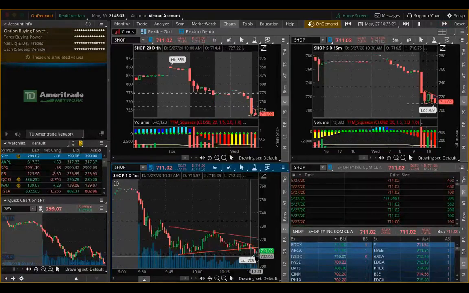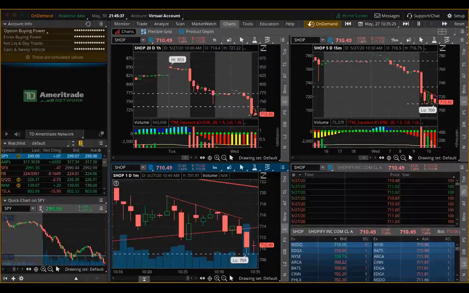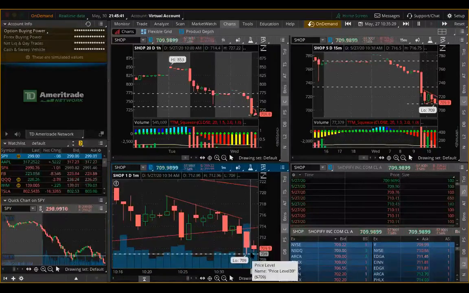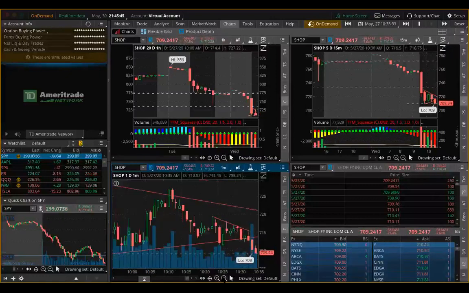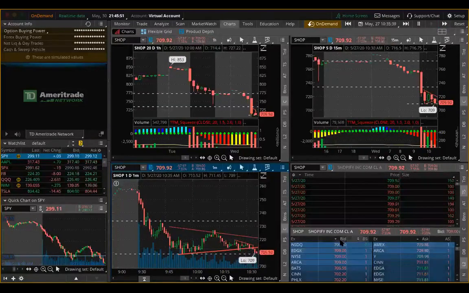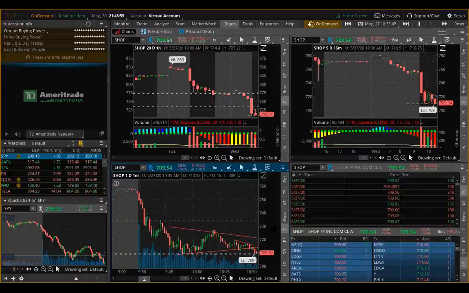Now, some people probably would have rushed in, right? They saw that big red candle come in right there. They would have been all in before confirmation. Okay, so we're failing to stay above this 712 level, right? We're hovering above this 709.